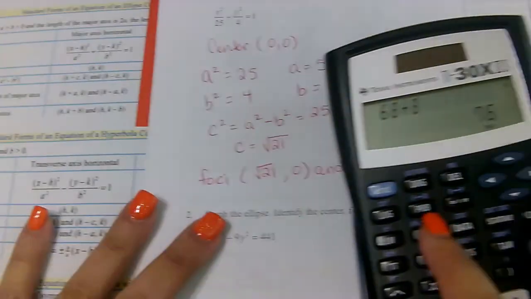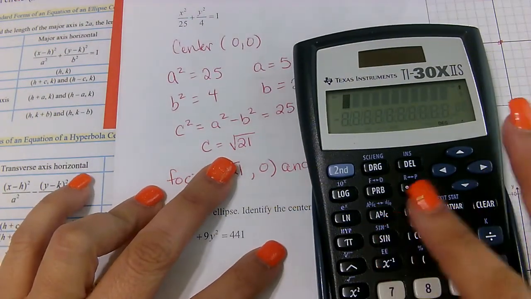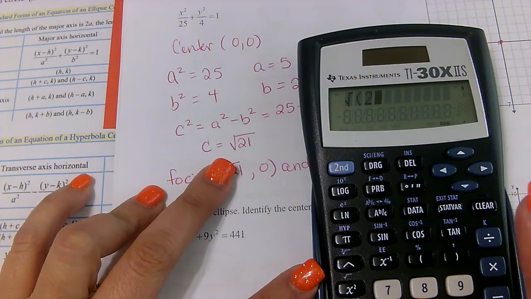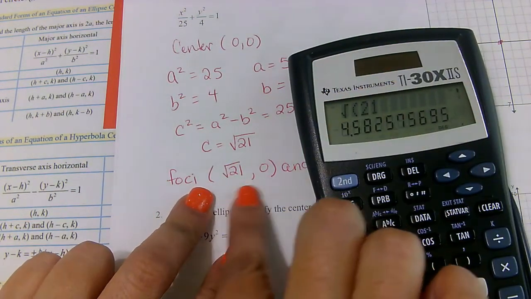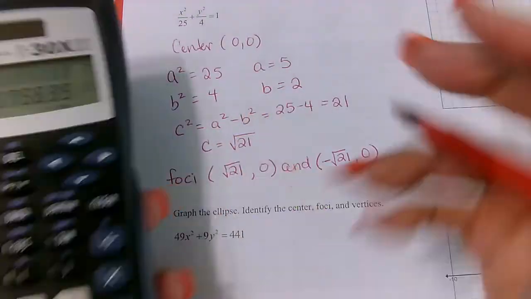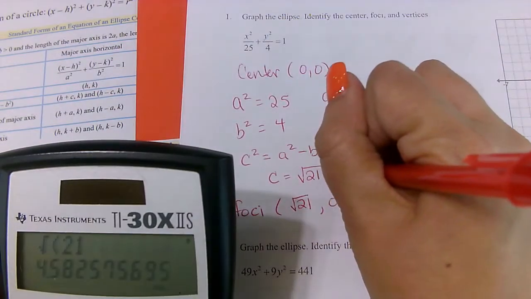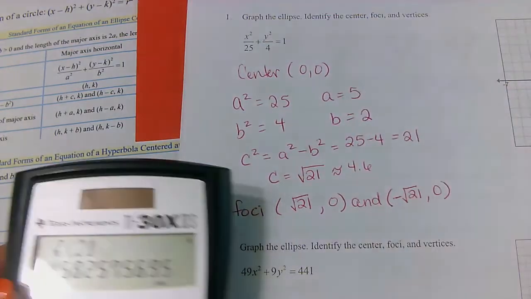For graphing purposes, I'm going to go ahead and put this in my calculator and get an approximation. You never want to use the approximation on your answer. You always want to use the exact formula. So here it'll be approximately 4.6.